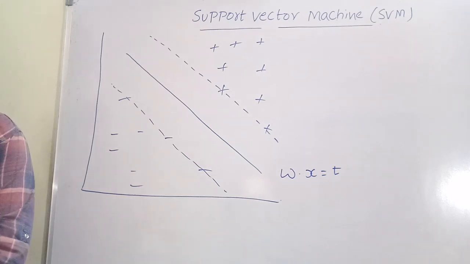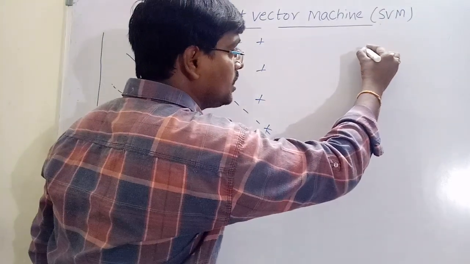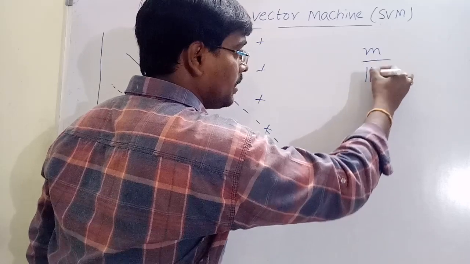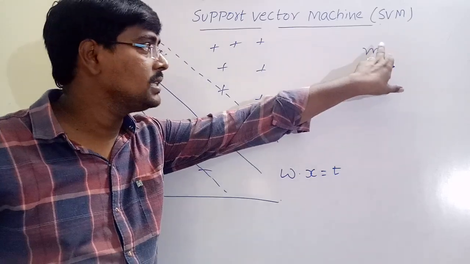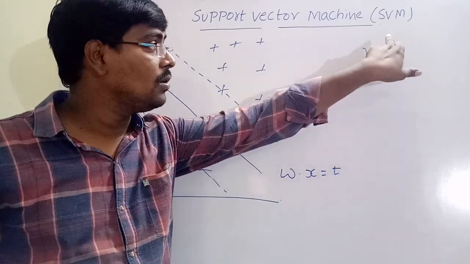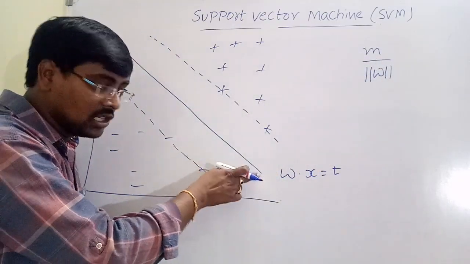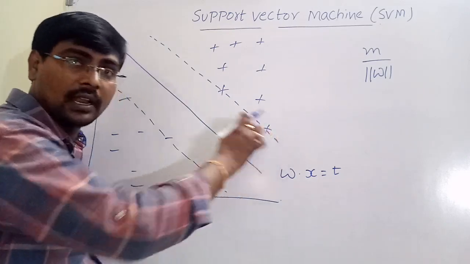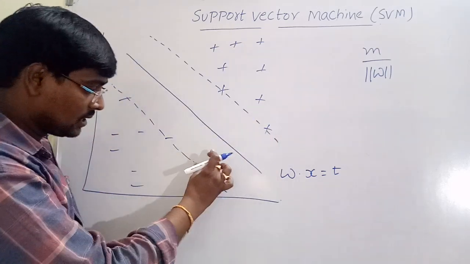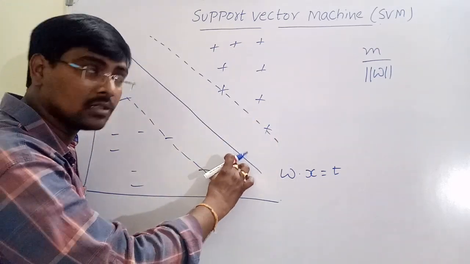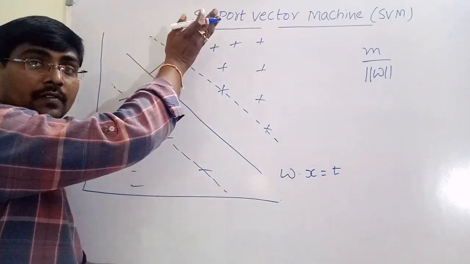How are we defining the margin? The margin is defined as M by mod W. Remember, this is very, very important. The margin is defined as M by mod W, where M is the distance between the decision boundary and the nearest training examples. So this is the nearest training example in this direction, and this is the nearest in this direction. I am calculating along W, the direction of the weight vector W.